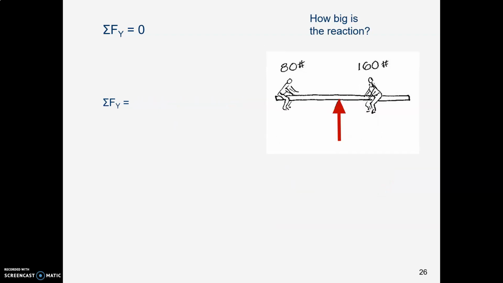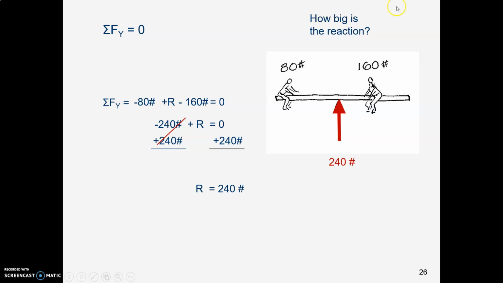Now, how big is this reaction? Well, the sum of all forces in the y direction add up to 0. We've got 80 pounds coming down. We've got a reaction pushing up. We've got 160 pounds coming down, and they add up to 0. So running the numbers together, minus 80 minus 160 is minus 240, plus the reaction adds up to 0. We can add 240 to each side. Those 240s cancel out, and we are left with the reaction equals 240. So that is the size of the reaction pushing up.